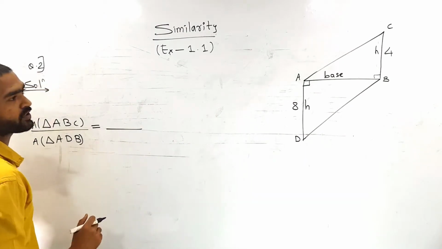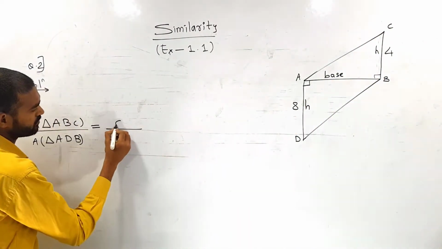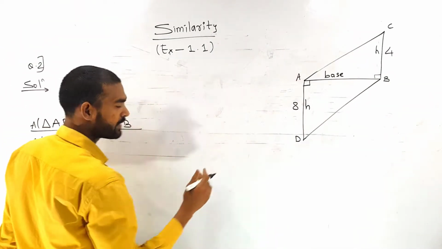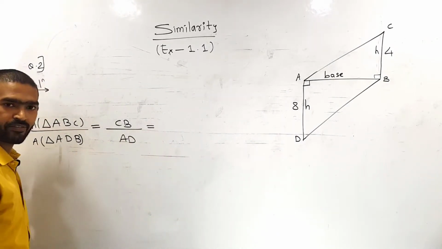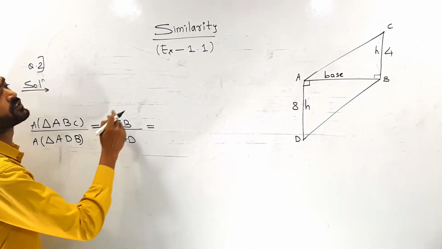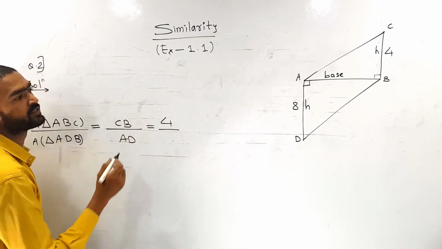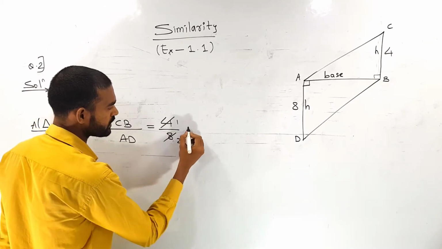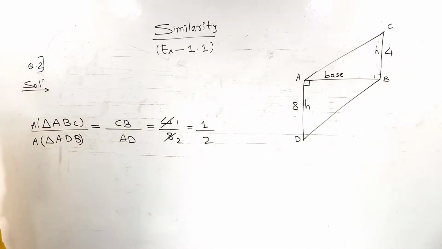So what is the height of first triangle? Height of first triangle is CB. What is the height of another triangle? That is AD. Do we know their values also? Yes. CB is given 4 and AD is 8. So 4 ones are 4, 4 twos are 8. So my answer is 1 upon 2.